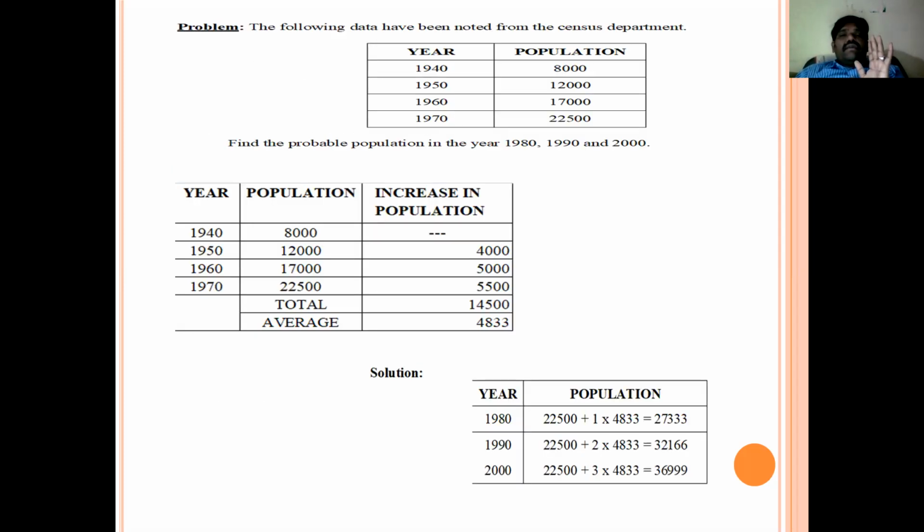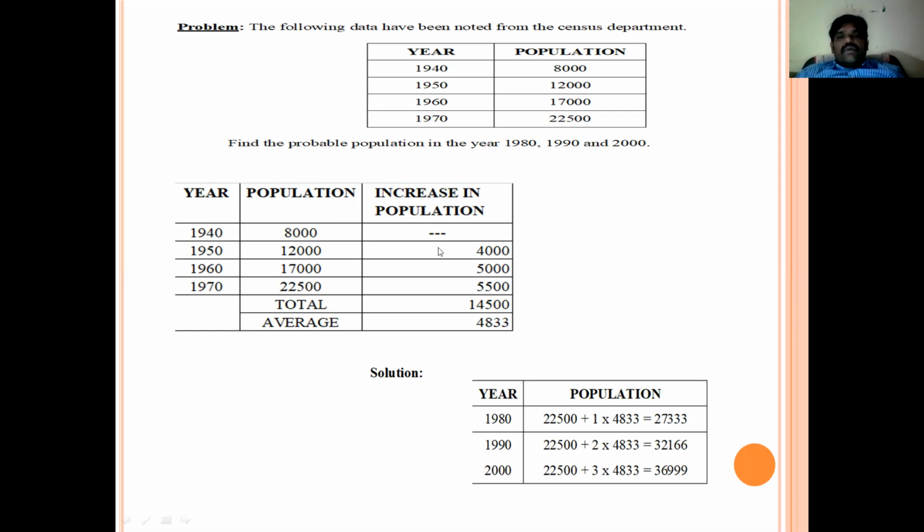See here, in year 1940 the population was 8,000. In 1950, the population was 12,000. In 1960, 17,000. Whereas in 1970, 22,500. Find the probable population in the years 1980, 1990 and 2000. How can we calculate? We make a table of 40, 50, 60, 70 and the population.